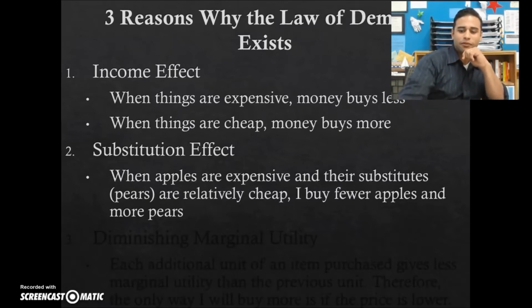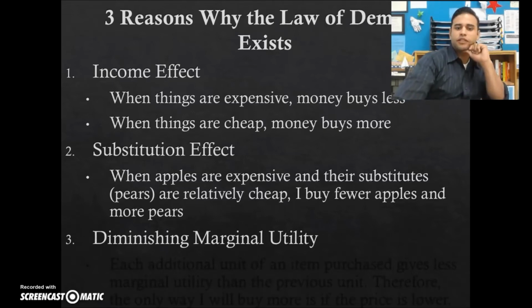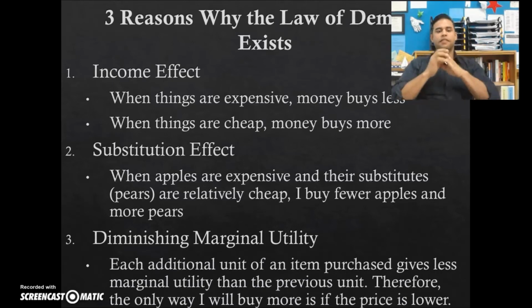But we're going to go ahead and move on to the last one, diminishing marginal utility. And that is the statement of fact, the fact that this is true, that each additional unit of an item purchased gives less marginal utility than the previous unit. Therefore, the only way I will buy more is if the price is lower. Now let's go ahead and explain what marginal utility is.